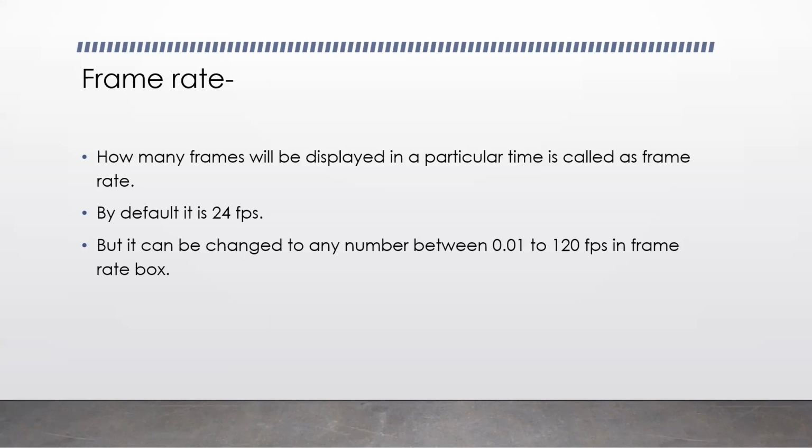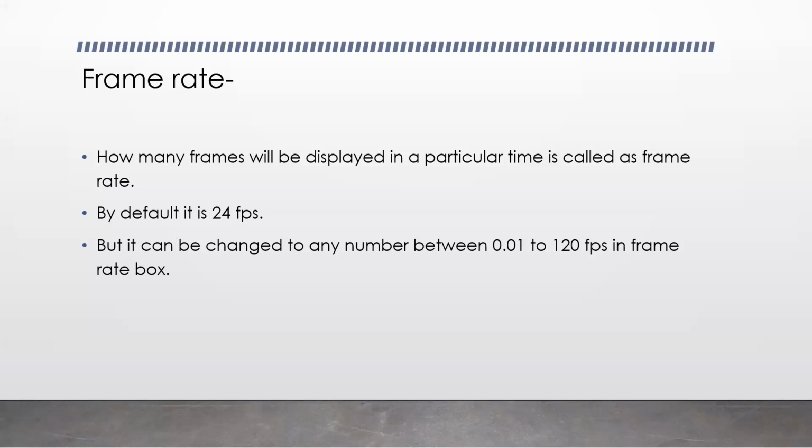So if I give a time of 20 seconds, how many frames will be displayed in this 20-second time? This is known as your frame rate. By default, it is 24 FPS. FPS is the unit of frame rate. It is known as frames per second. By default it is 24 frames, so that means in 1 second 24 frames are getting read by the playhead.